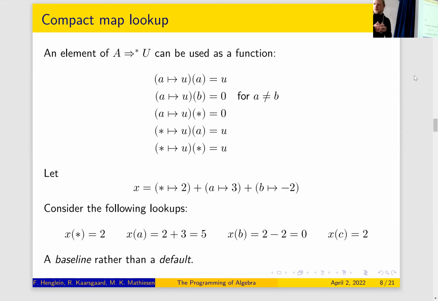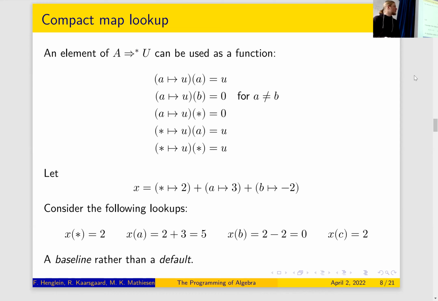So given such a compact map, we can define what it means to look up a value. Given a compact map from A to U, we want to look up some specific key in that map. We can define that by saying it's a bilinear operation. It's linear in the map. So A matches A, and then we just get the element. If it's different, then we get 0.